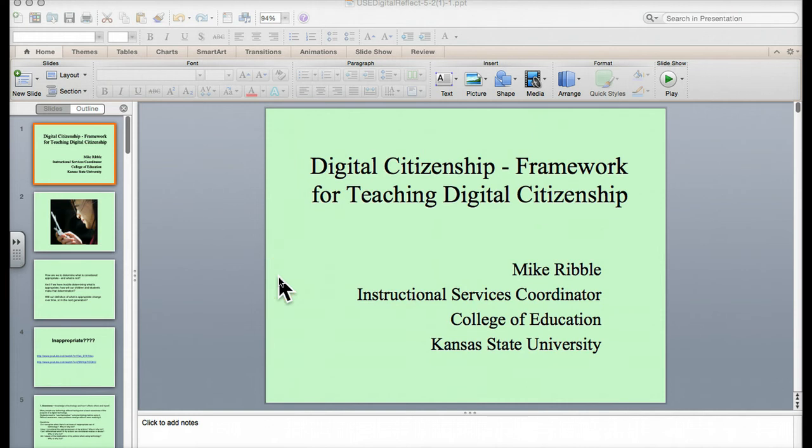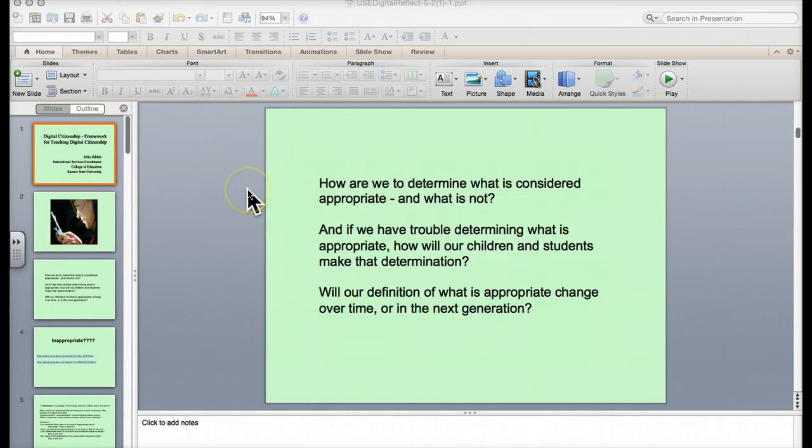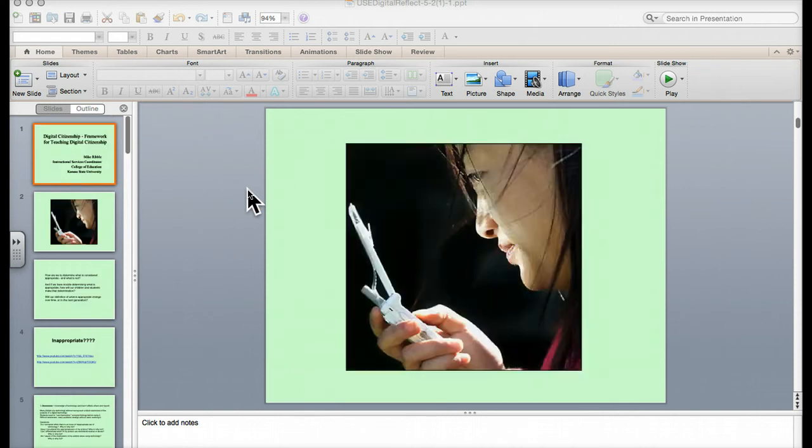So when we talk about the framework for teaching digital citizenship, which was developed by Mike Ribble, who is the author of your textbook, the idea is how do we get our heads around the various aspects of what it's like to live in this digital world that we live in. So let me take you through this very simple PowerPoint and help you understand where he's coming from.